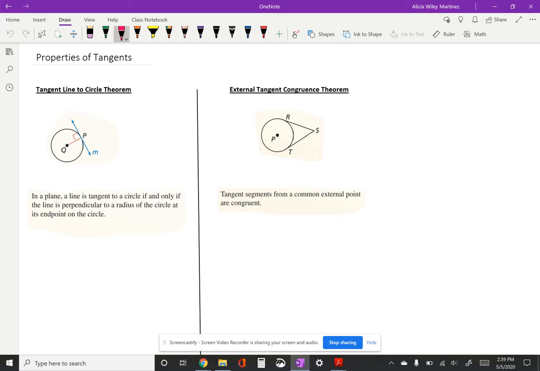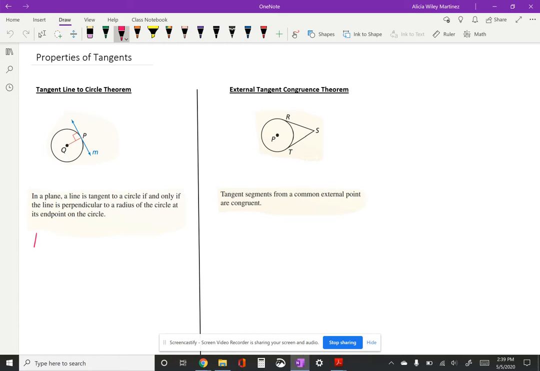Okay, so looking at the tangent line to circle theorem, here is a picture that talks about what that means. Using words, it represents the idea that in a plane, a line is tangent to a circle if and only if the line is perpendicular to a radius of the circle at its endpoint on the circle. So that can be a little bit confusing. So let's look at this picture and talk about what this means in regards to this picture.